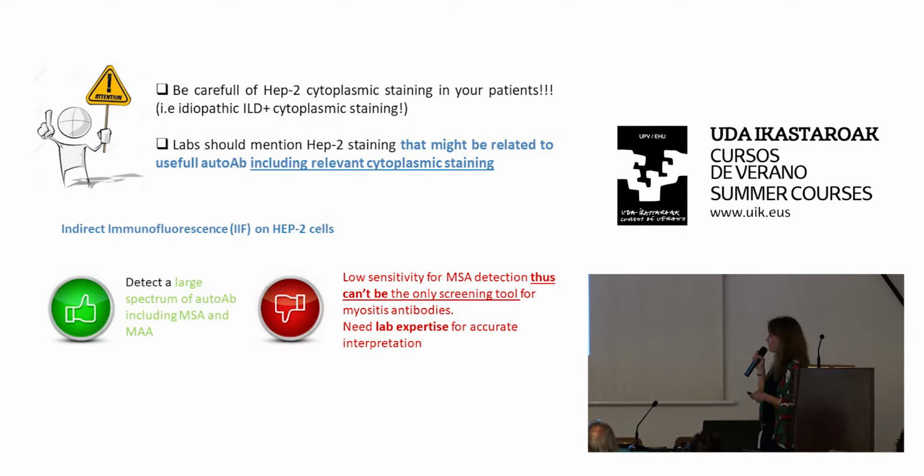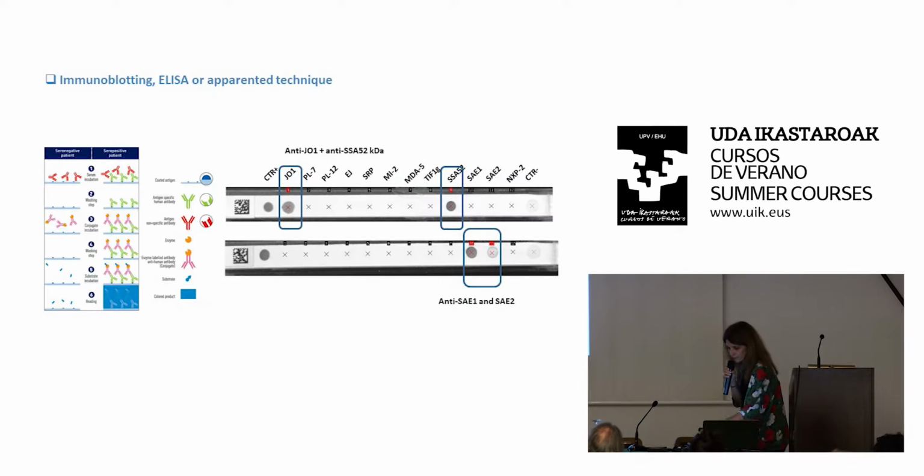So those HEp-2 cells are great because they detect a large spectrum of autoantibodies, but they are low sensitive, and thus they can't be the only screening tool for myositis antibody detection, and this needs a lab expertise in order to interpret the pattern of HEp-2 cells. So in the lab, most of the labs use immunoblotting for the detection of MSA and MAA autoantibodies.